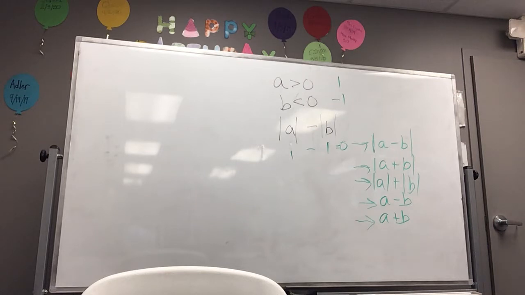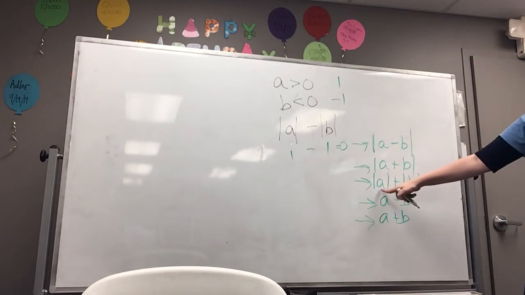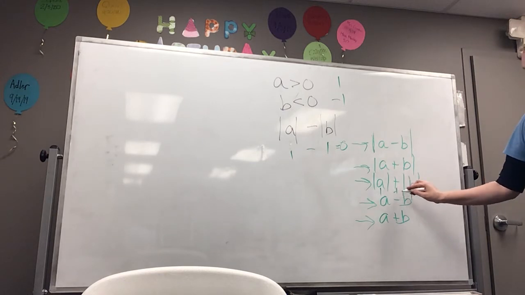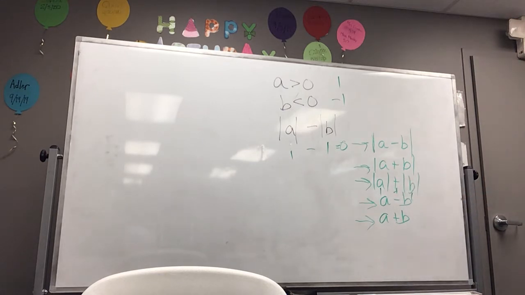C. Absolute value of 1 is 1. Absolute value of -1 is 1. 1 plus 1, oh, no go. Oops. Then that one does work.